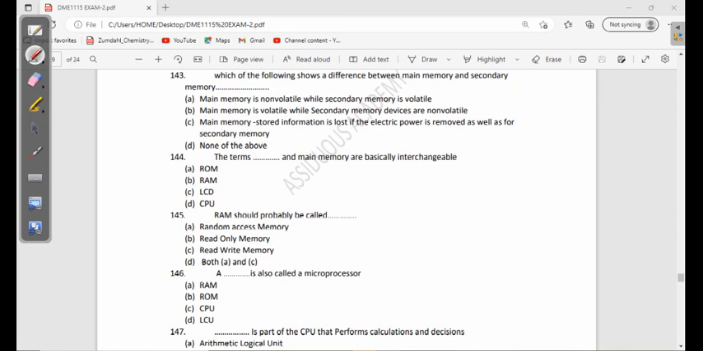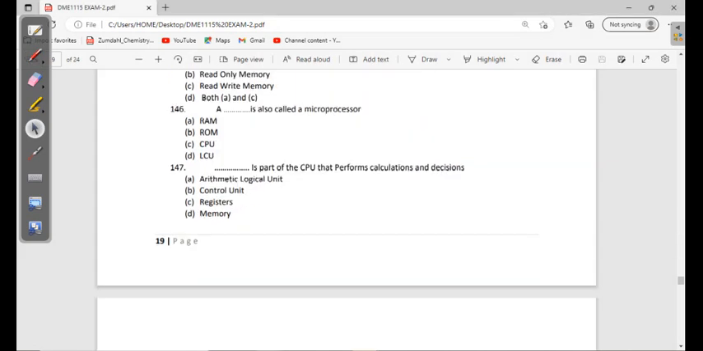146. A dash is also called a microprocessor. RAM, ROM, CPU, LCU. So that is a CPU. Central processing unit is also called microprocessor.